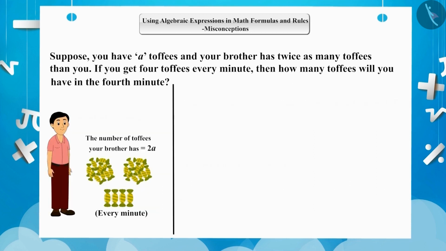Similarly, after the first minute, the number of toffees your brother will have is 2a plus 4, which we can represent as the first term. Now, after every minute, we have to add 4 more toffees. So, the second term will be 2a plus 4 plus 4. That means 2a plus 4 times 2 is equal to 2a plus 8.